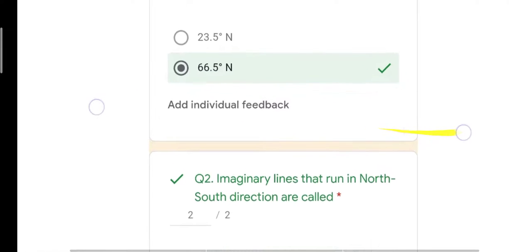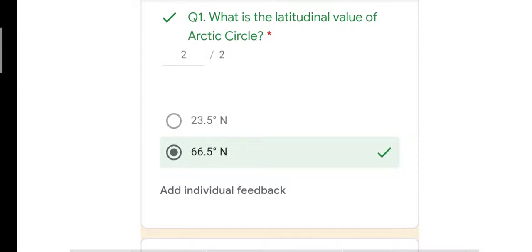Now coming back to the MCQs. So the first question was, what is the latitudinal value of Arctic Circle? And as you can see here, this student has got this answer correct. So children, here I have randomly selected one test paper of a student and I am displaying his or her test paper. So the answer of the first question is 66.5 degree north.